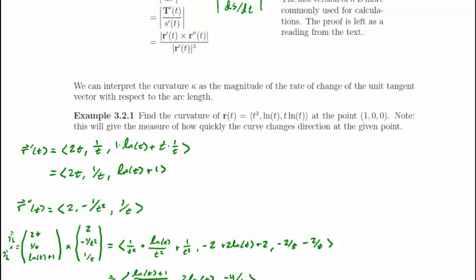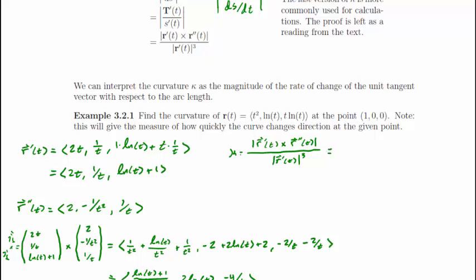Okay, now we need the magnitude of that, and we need the magnitude of r prime of t cubed. So let's do the magnitude. I'm actually going to write it out here. So r prime of t crossed with r double prime of t, magnitude thereof, all over magnitude of r prime of t cubed. This is my curvature.